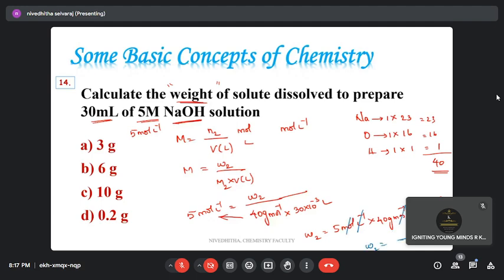You just multiply and tell me what is the weight of solute. So 5 into 40 can be written as 4 into 50, I mean 40 can be written as 4 into 10 and 30 can be written as 3 into 10. So this 10 into 10 is 10 power 2 into 10 power minus 3. That's it. Now tell me the weight of solute. 6 grams, ma'am. That's it. Is that clear? Any doubt? No, ma'am. Okay. Shall we move on to next question?